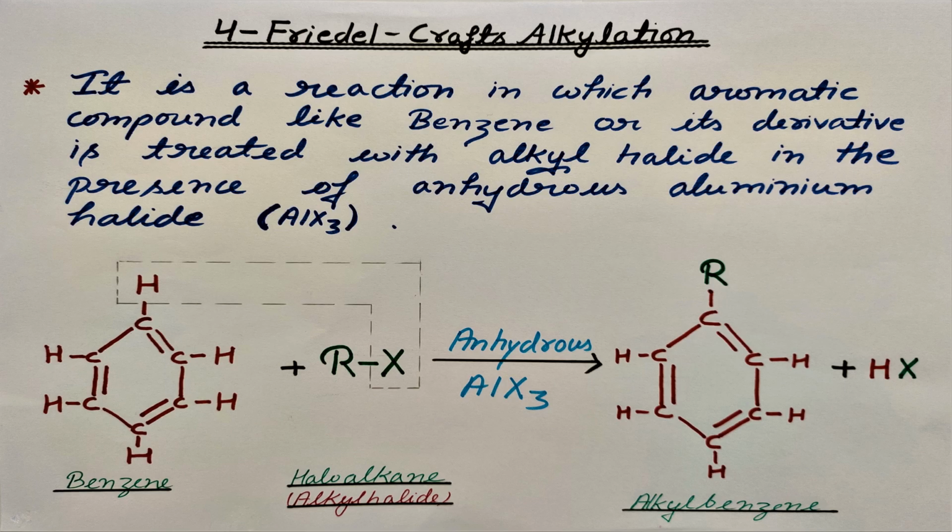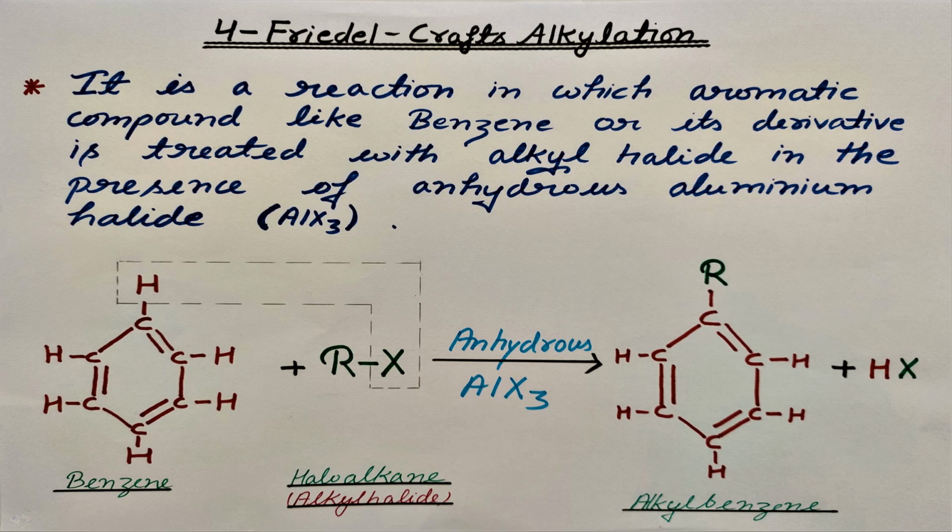Our fourth reaction is Friedel-Crafts Alkylation reaction. It is a reaction in which aromatic compound like benzene or its derivative is treated with alkyl halide in the presence of anhydrous aluminium halide. Just like Friedel-Crafts acylation reaction, there will be removal of HX part and the main product will be formed by the substitution of hydrogen part of benzene ring by alkyl part of haloalkane. The product formed will be alkyl benzene.